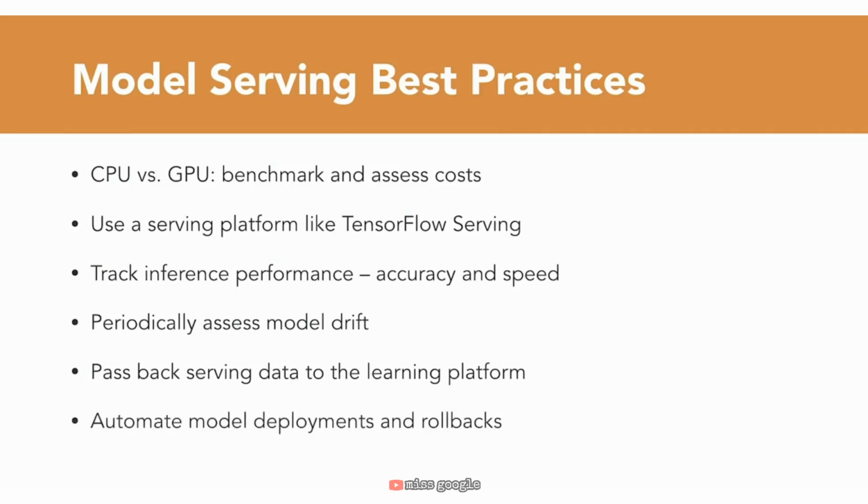Automate model deployments and rollbacks similar to code. Building CI/CD pipelines for models is a good option. Use deployment options like canary and blue-green deployments for new models to ensure that they don't have a negative impact on production.